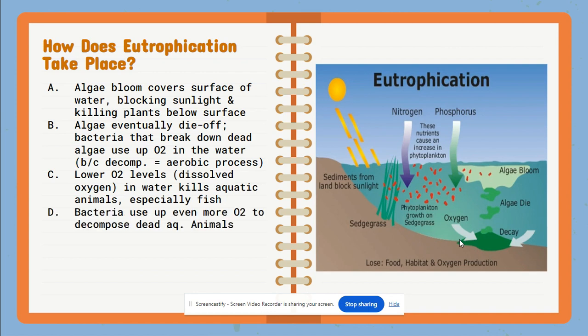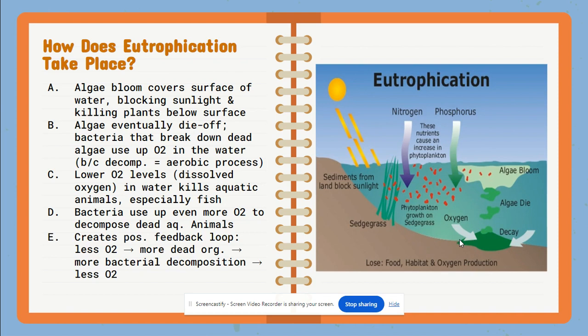Bacteria use up even more O2 to then decompose dead aquatic animals, kind of creating this positive feedback loop, pushing the system further and further to the extreme. Right? So less O2 equals more dead organisms, which equals more bacterial decomposition, which only equals less and less O2.